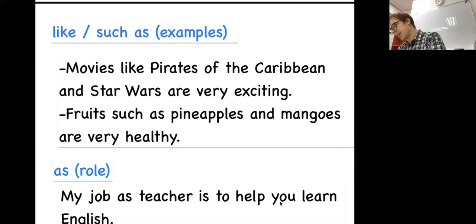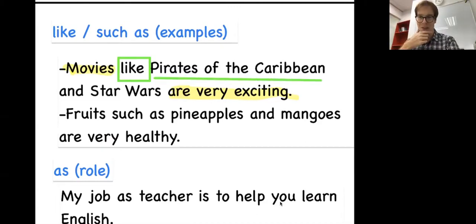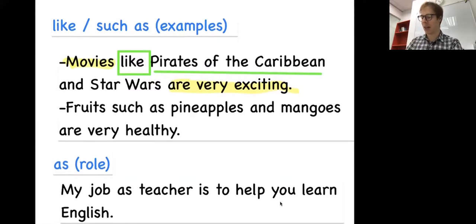Okay. Here I say my movies are very exciting, but I want to say which movies. Which movies are very exciting? For that, I can use my like again. Movies like what? Movies like this one, Pirates of the Caribbean, the famous Johnny Depp movie where he's a pirate. Maybe that one's very, very exciting too. Or maybe Star Wars. Star Wars is also very exciting. So here's my example one, my example two, for a movie.